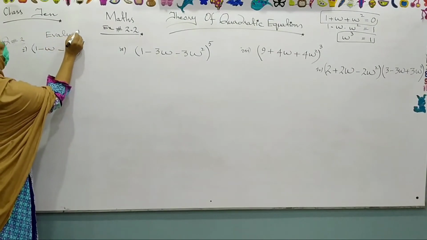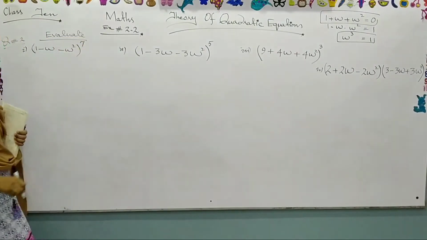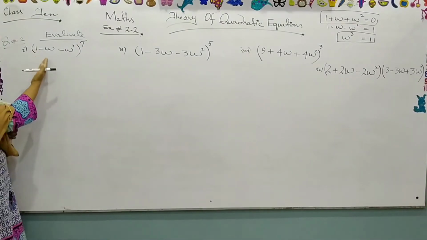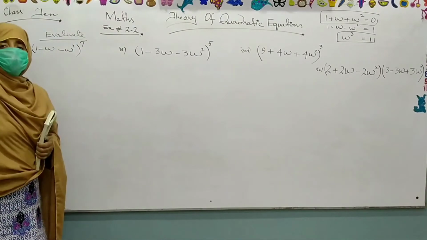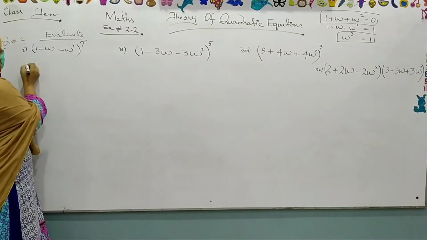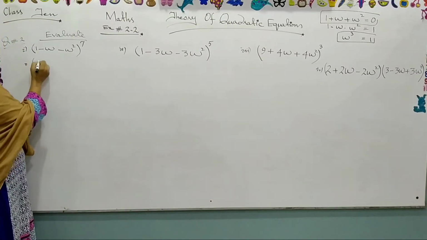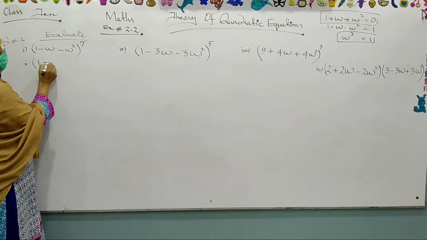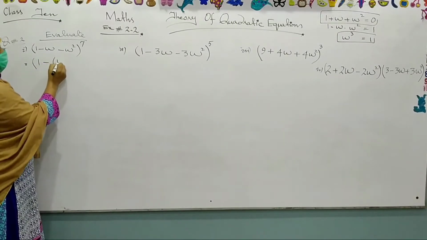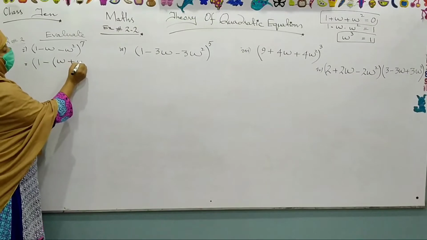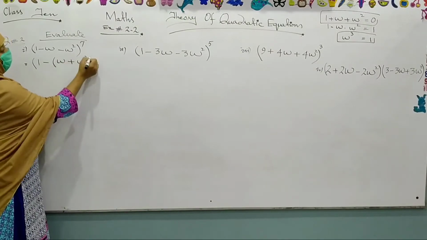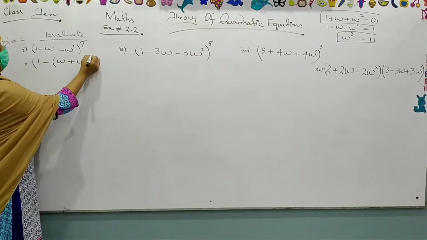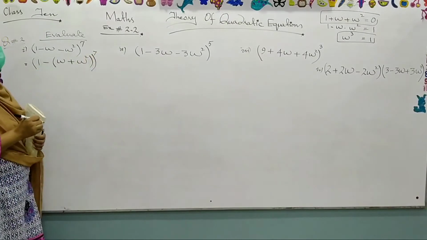Evaluate the following. So, my first question is (1 minus omega square) raised to power 7. What I will do? See, I will write 1 as it is. Can I take common minus? Yes. What will be inside? It is omega plus omega square. I will close the bracket and it is whole raised to power 7.